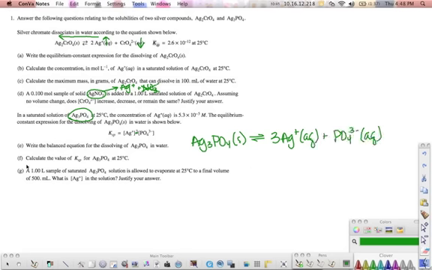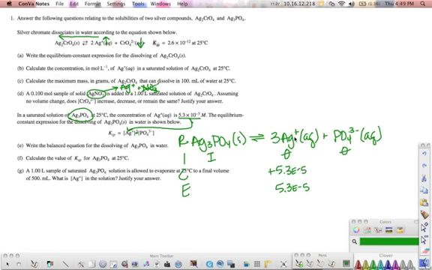Well, they say in a saturated solution, the concentration of silver is 5.3 times 10 to the negative 5. So that number we are going to plug in right there. Well, in this reaction, the initial on these is going to be 0. At equilibrium, we're going to have 5.3 times 10 to the negative 5 on the silver, and that means this went up by 5.3 times 10 to the negative 5.